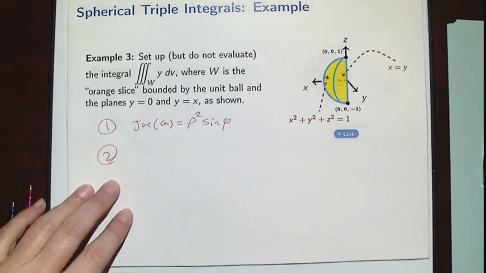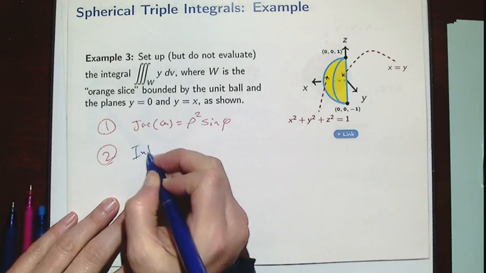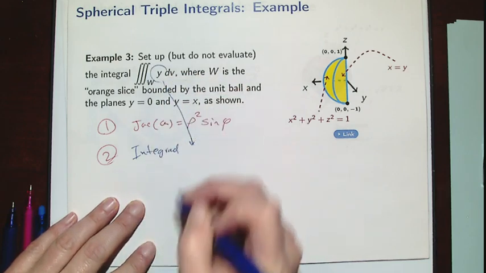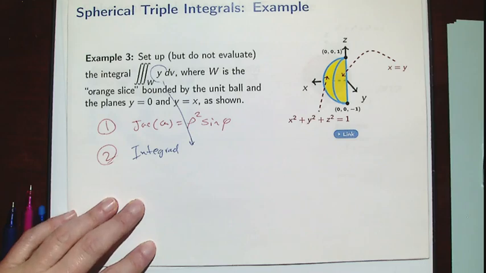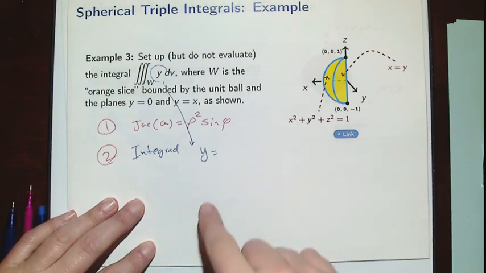Now, what's the first step after that? The integrand. What is the integrand? So the integrand is y. Convert. What would y be?